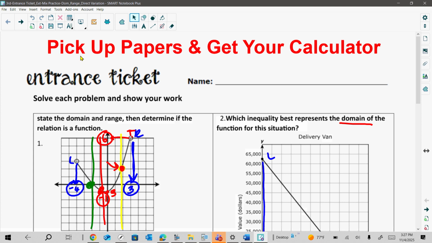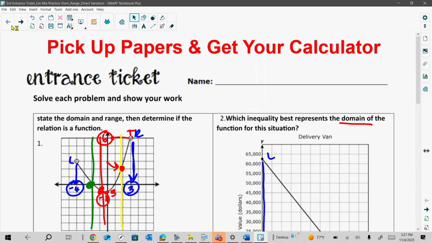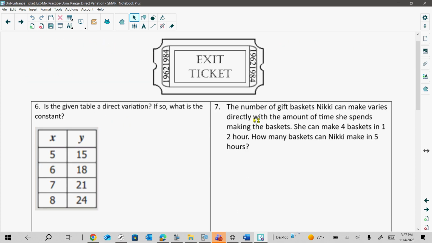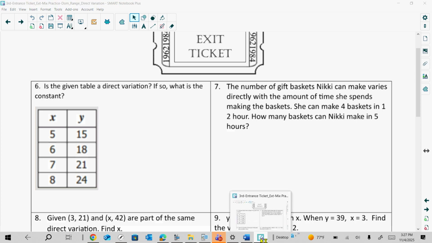Okay, I'm going to give you a brief little video help for your homework, which is actually the exit ticket. It's the back of your entrance ticket. This is what we did in class. You go to the back here. So you might need to refer to the notes, and I thought I had them open.